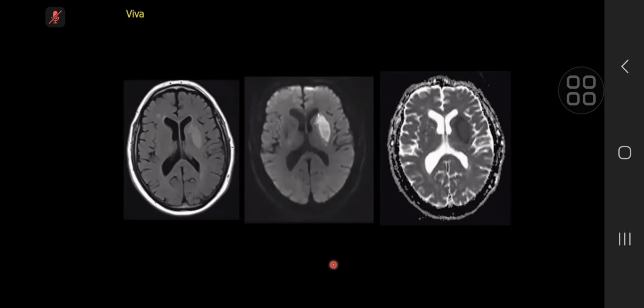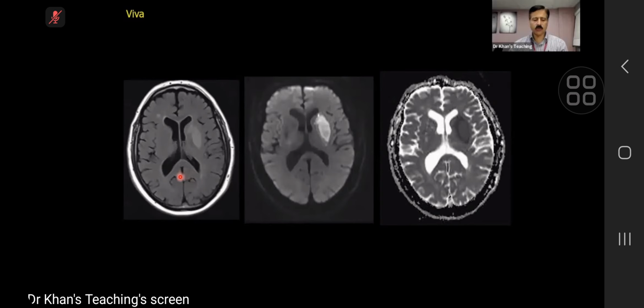So I've been presented with 3 axial images, 3 different sequences. The one on the left is a T2 weighted sequence, and there's a DWI and an ADC map. Which is the one I'm pointing out? What sequence is this? FLAIR, sorry. So this is a FLAIR sequence. Yes, this is diffusion, and this is ADC.